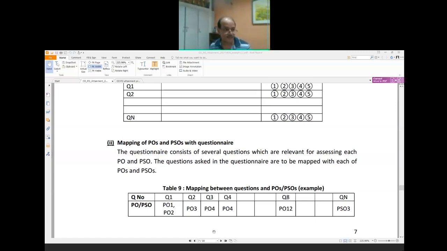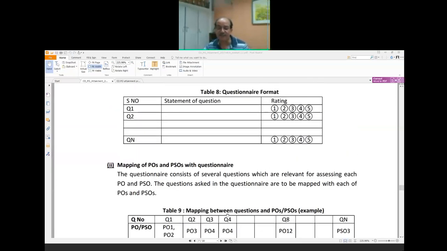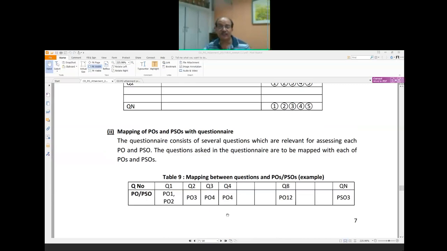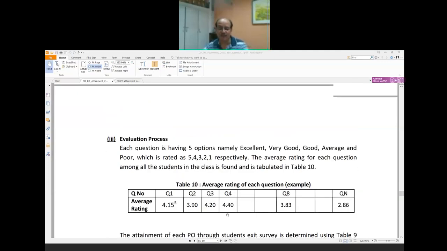Let's say we would like to find out from the students. We call it a 360-degree feedback. In case I would like to have a 360-degree feedback, my questions should be such that they are able to ask about all the POs and the PSOs. Now I'll repeat: first make the questions, then we make the mapping corresponding to each of the questions.